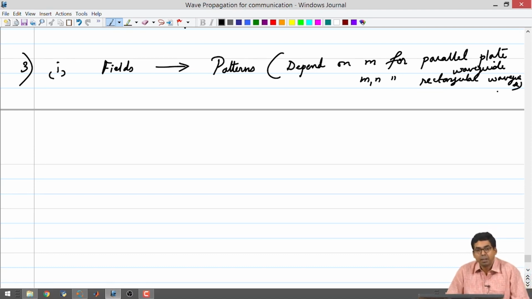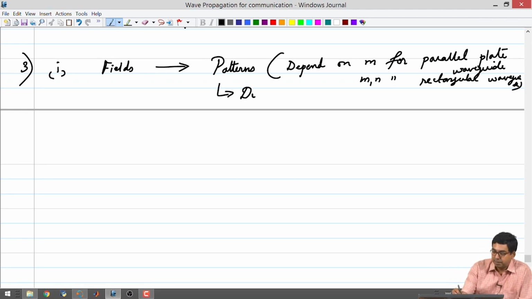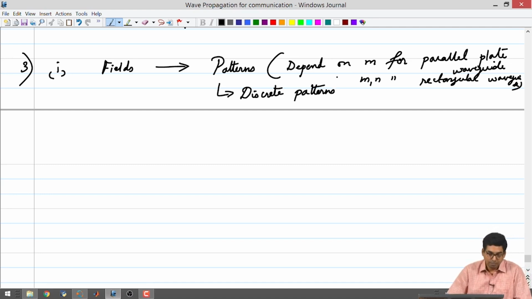Now, since they depend on m and m comma n, and we have to satisfy boundary conditions, and m and n are integers, it is not continuous numbers. So, for m equal to 1 you get one pattern, m equal to 2 you get a completely different pattern, m equal to 3 you again get a different pattern, etc. So, these patterns are actually discrete patterns.